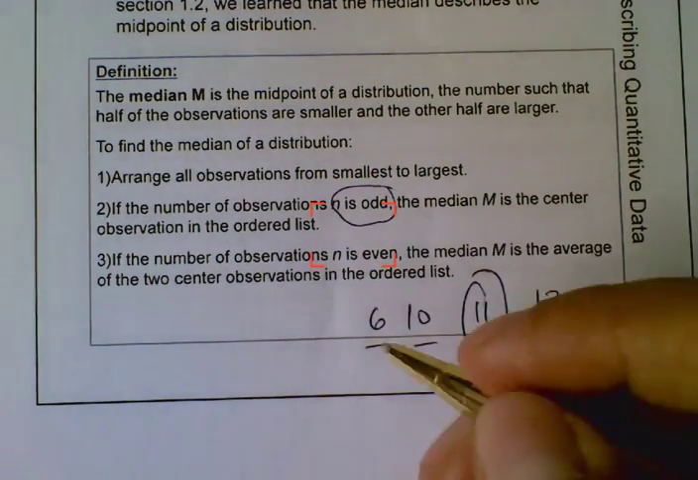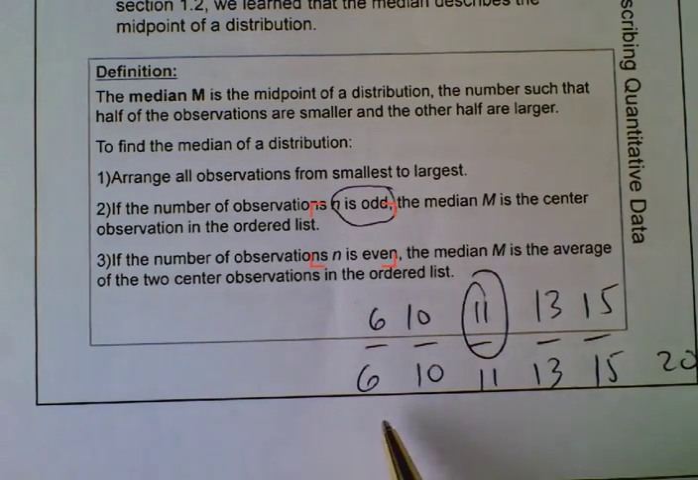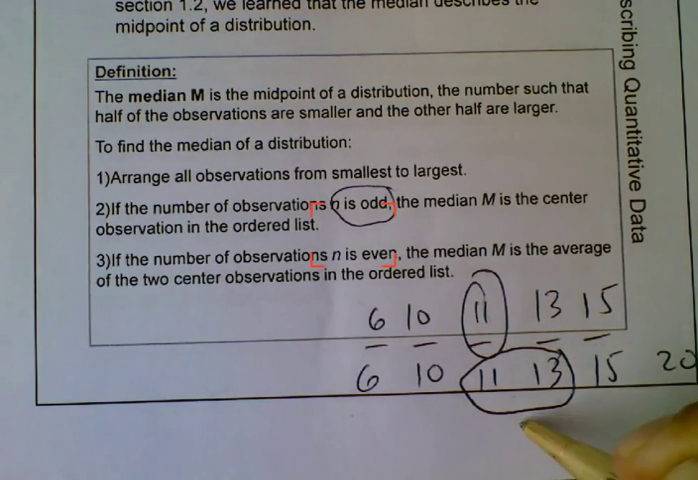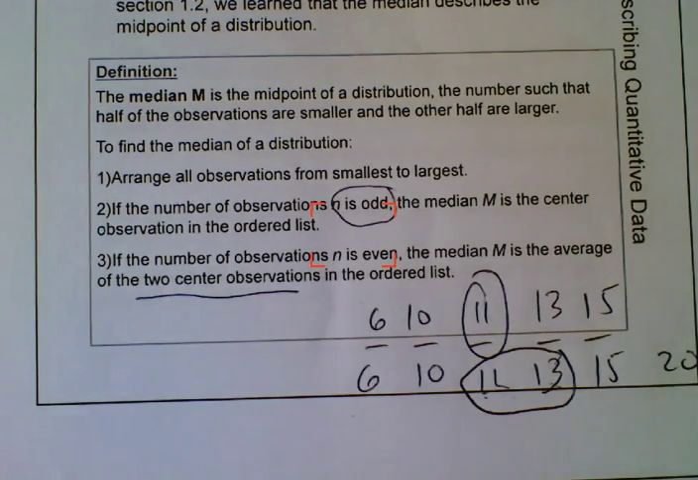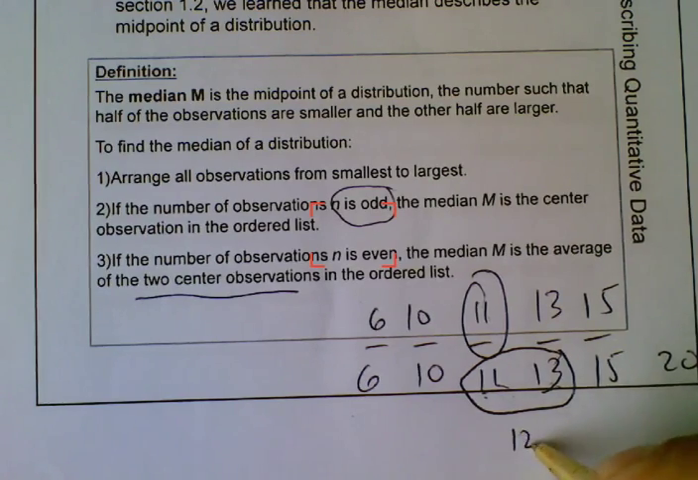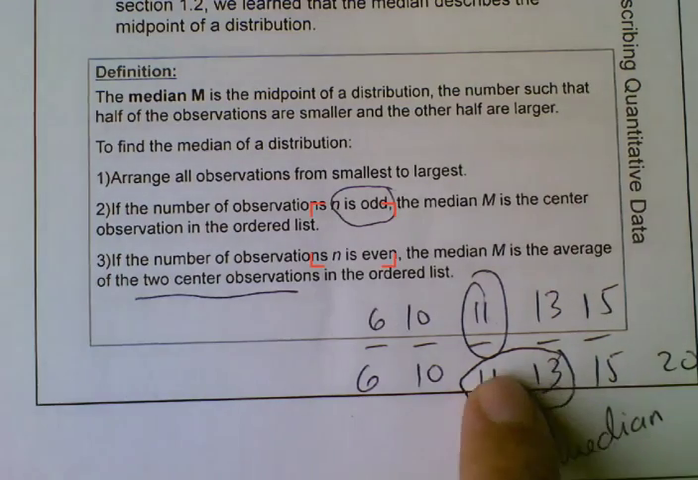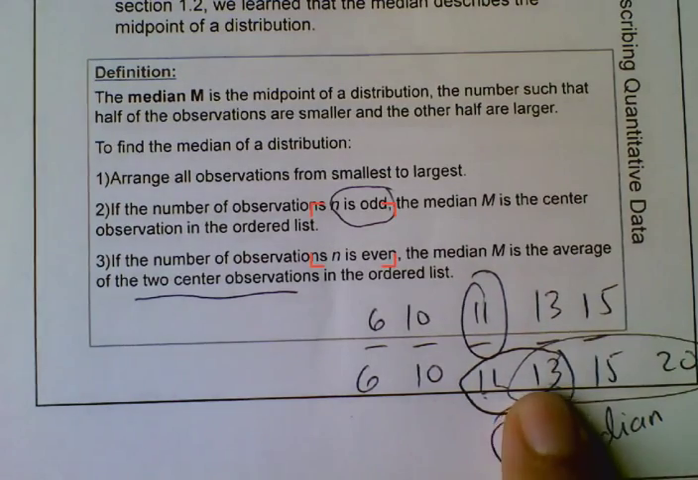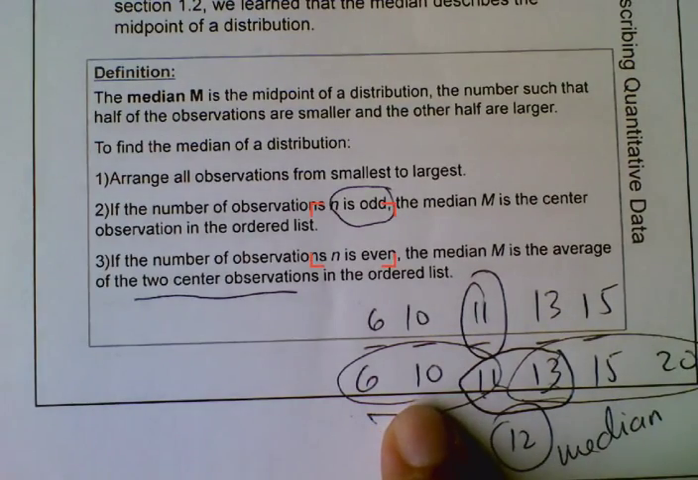But if you have a set of even numbers like 6, 10, 11, 13, 15, and 20, then I have 1, 2, 3, 4, 5, 6. Six is an even number. Then the number in the middle would be the average of the two numbers in the center. That's why it says 2 center observations. So the average of 11 and 13 is 12. That would be the median. And the median is not an observation here. It's just the number in the middle. I know that half of my observations are above 12, and half of my observations are below 12.